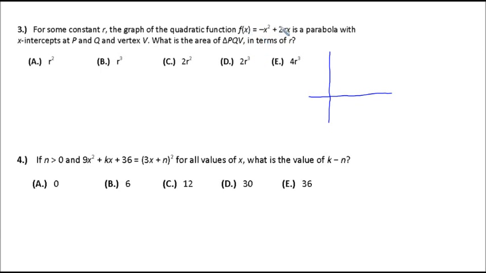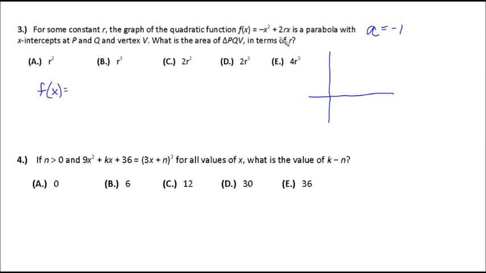Now, what does this quadratic tell us? It does say negative x squared, so we know that it's going to open downward. So our a value is negative 1. We also know that because we don't have a constant term, we're going to have a root, an x-intercept at 0, 0.